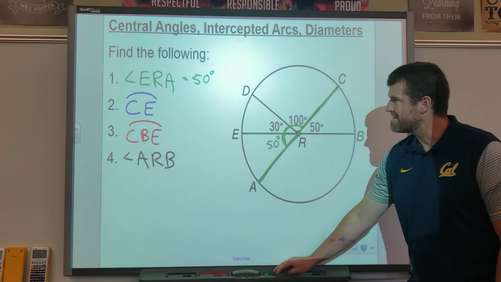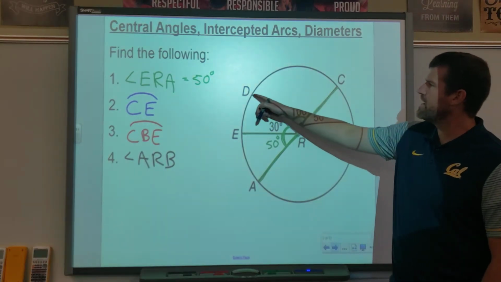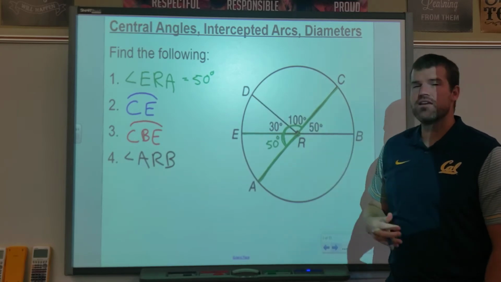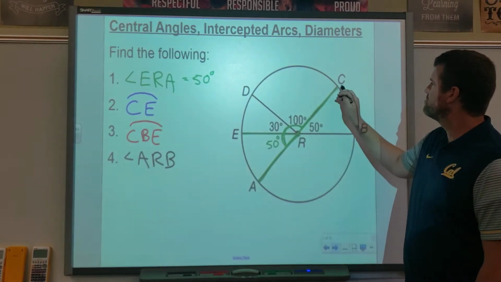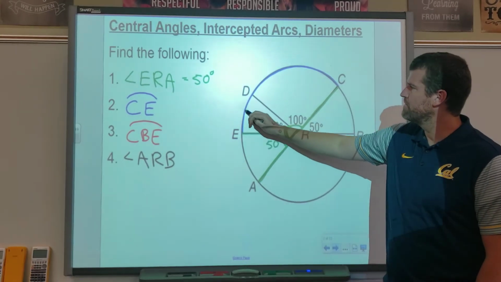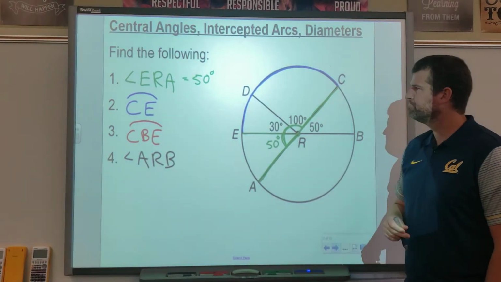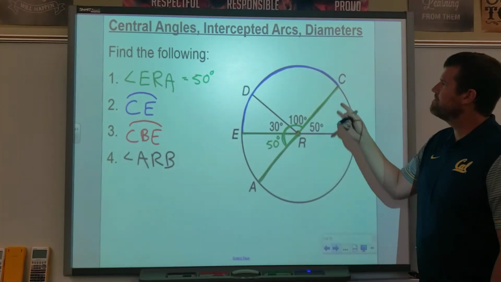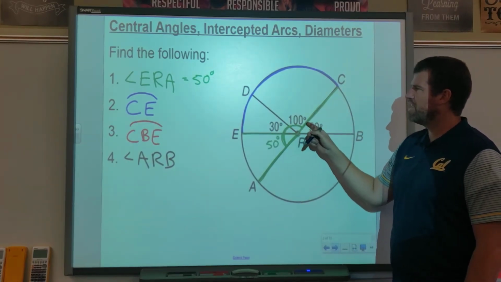All right, arc CE. Now, when I go from C to E, I notice there's point D here. That doesn't matter, right? If it's two letters, I'm going to go the shortest way. And the shortest way from C to E is to go through D. But if it's two letters, it's going to be the minor arc, so the shorter way.